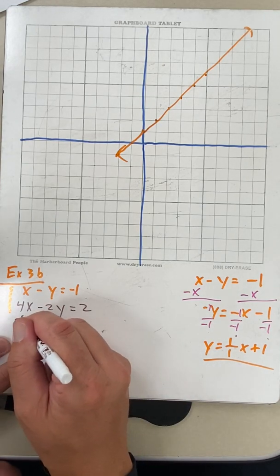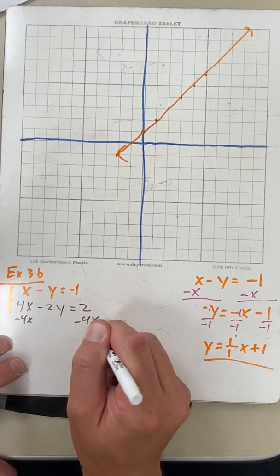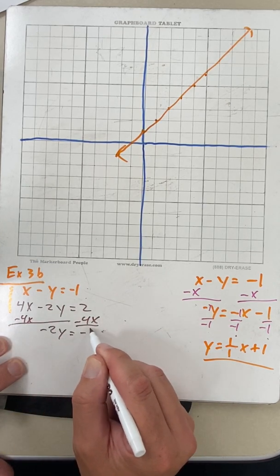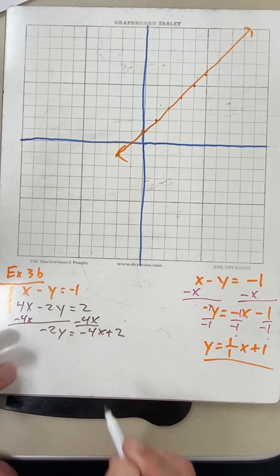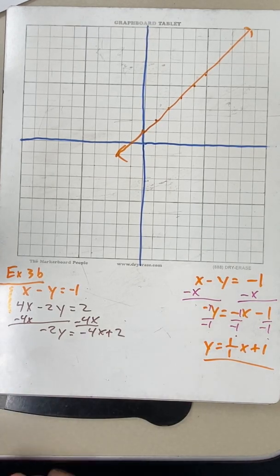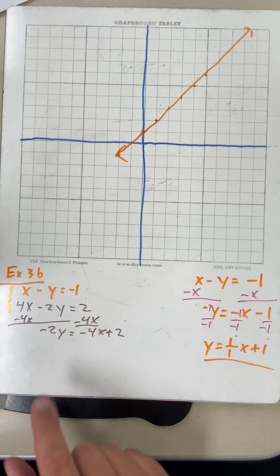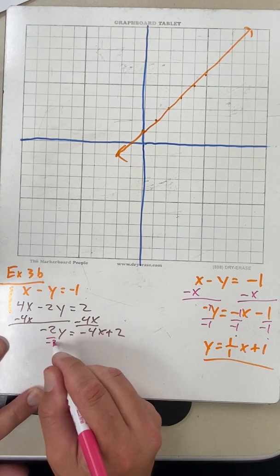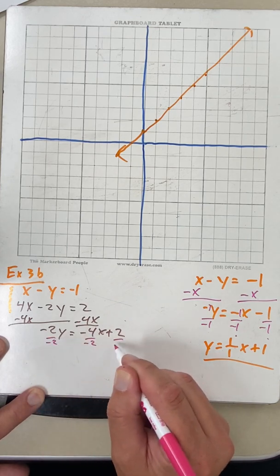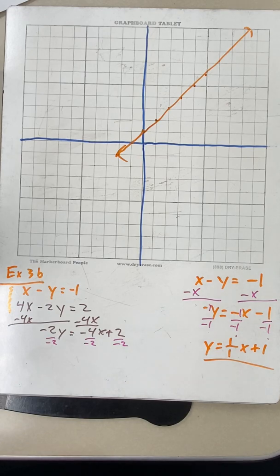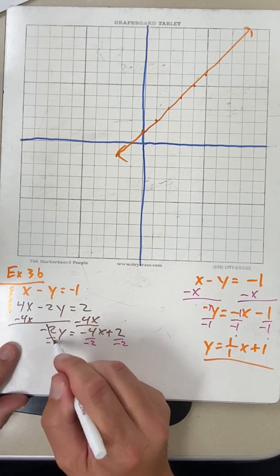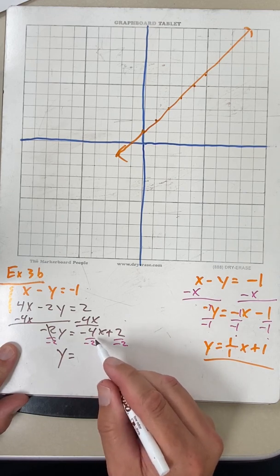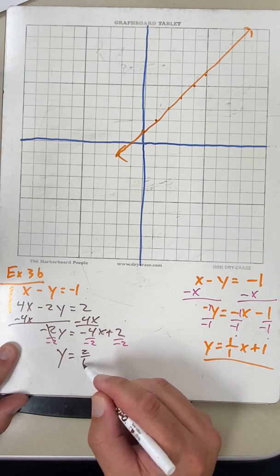I'm going to subtract 4x from both sides. I will get negative 2y equals negative 4x plus 2. All right. At this point, we have to get rid of that -2. So I'm going to divide everything by -2. We got to be careful with signs. The -2's cancel. Negative by negative is positive. And 4 divided by 2 is 2, but I want to leave it as a fraction for my slope.